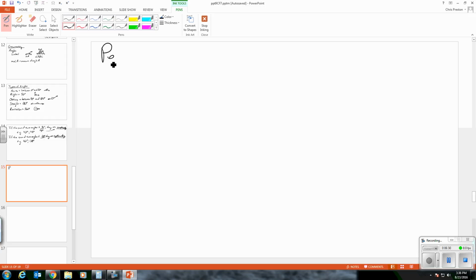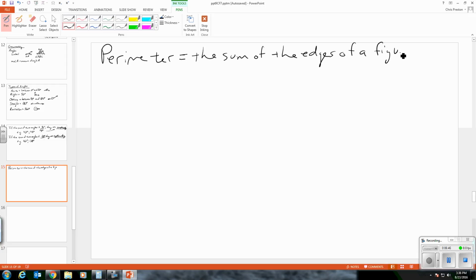Another geometry thing we're going to look at is perimeter. So this is the sum of the edges of a figure. Okay. So let's say you had a triangle. Call these sides A, B, C. Then the perimeter would be A plus B plus C. You just add the sides up. That's how you calculate it.